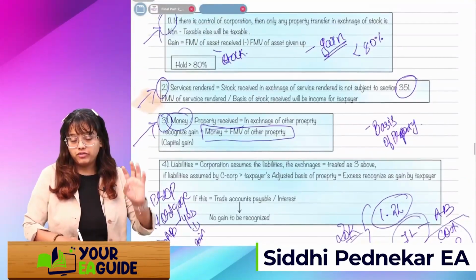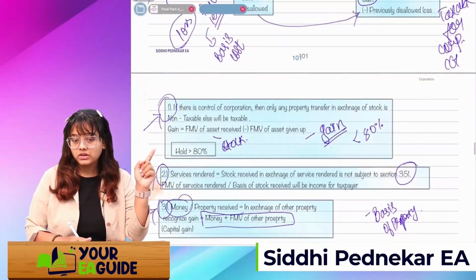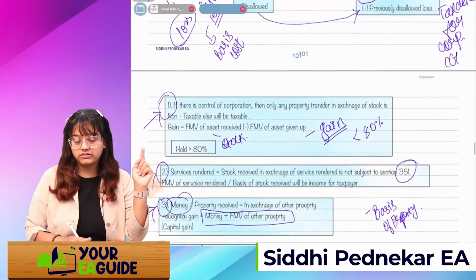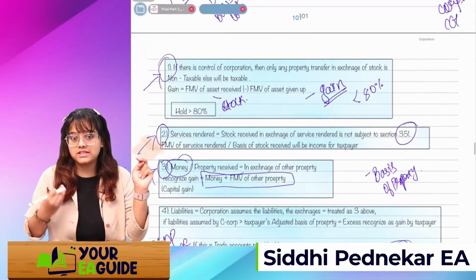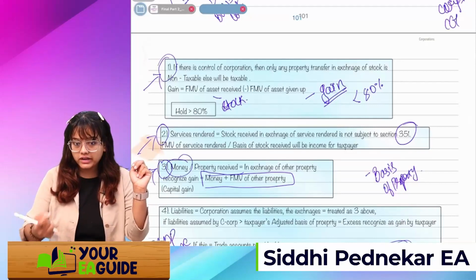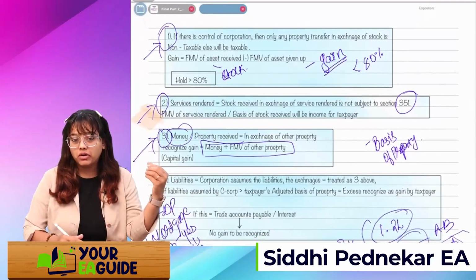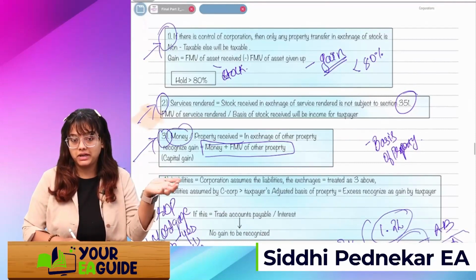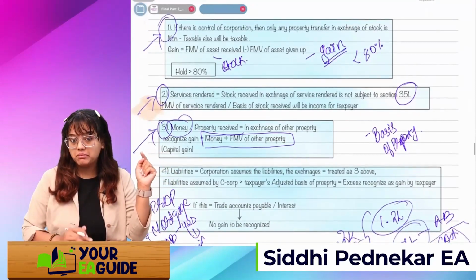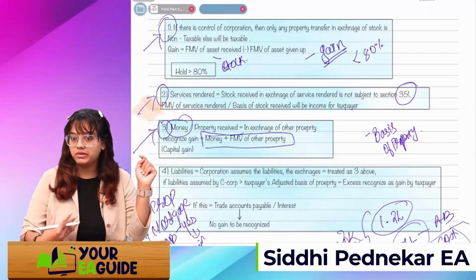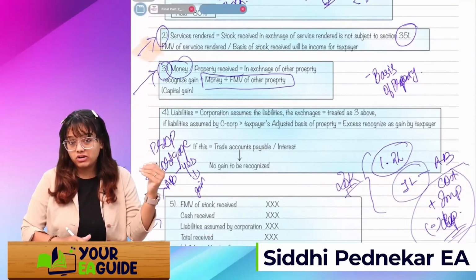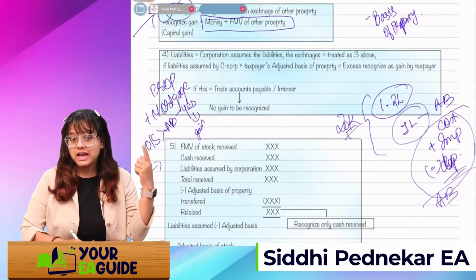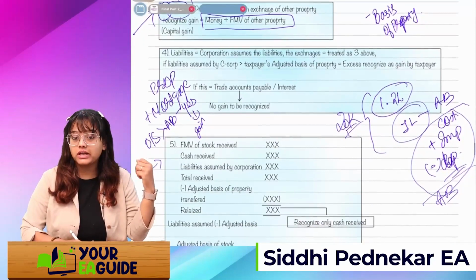All right. So these are the 4 scenarios you have to remember. First, very simple: if 80% holding is not there, then we will directly record the gain. Second, if services are rendered, that will not be taken into consideration, so I'll include the FMV of the services rendered in my gross income. Third, whatever money or property is received in exchange of other property, we'll recognize the gain. What will be the gain? Money plus FMV of the other property which we are receiving. Fourth, if liabilities are assumed along with the property transferred, then compare the outstanding liability with the adjusted basis. If it is more, then only gain will be recognized.